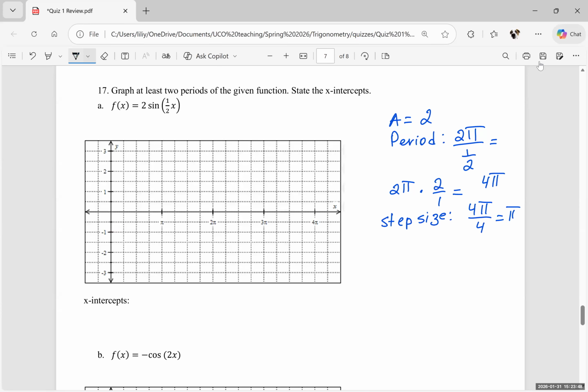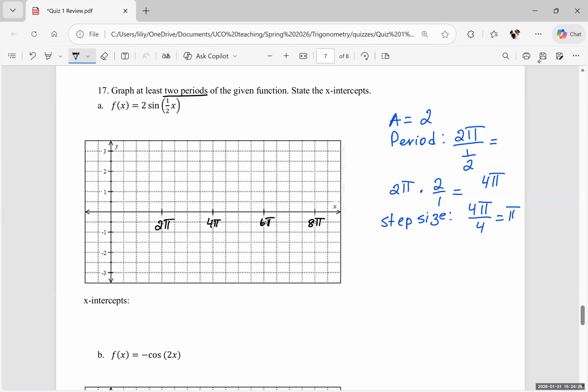So this grid already includes labels, but that doesn't mean that they will work for your problem, so adjust the labels accordingly. For us, we need to graph 2 periods, and my labels only go to 4 pi. One of my periods is 4 pi, so I actually do have to adjust this. So this has to be 4 pi, and this has to be 8 pi, otherwise it's not going to be right. So let's see, then this is 2 pi, and this is 6 pi.